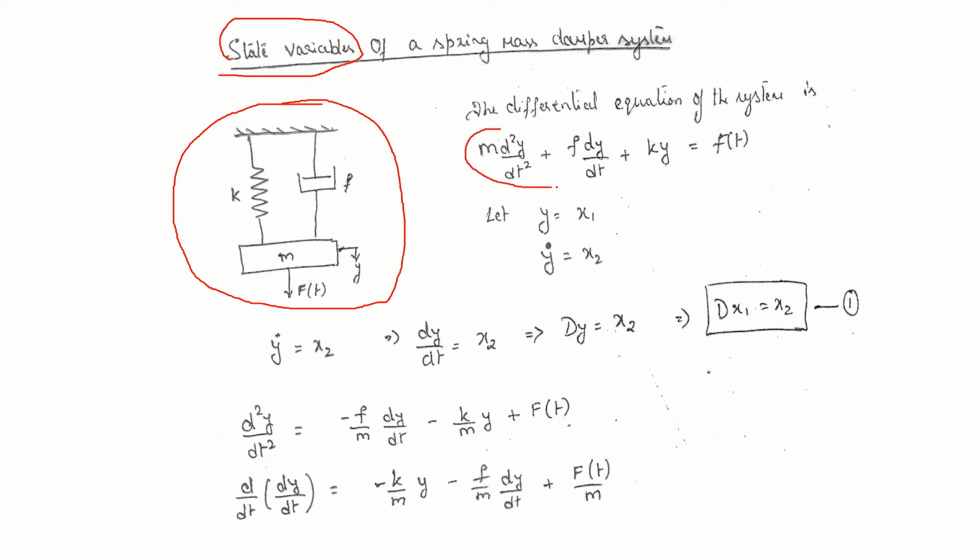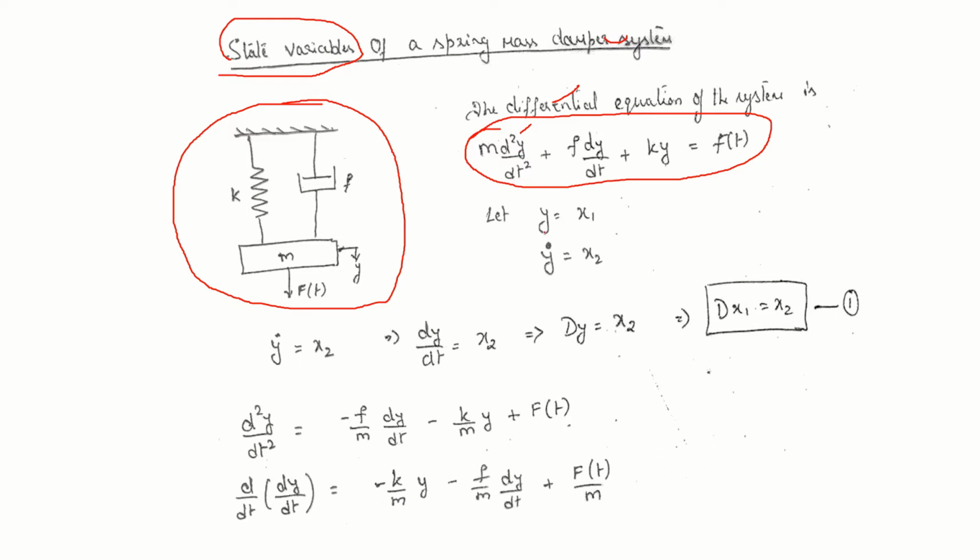So the differential equation is m d square y by dt square plus f dy by dt plus ky is equal to f of t. This is the differential equation. It's a second order differential equation, correct? Second order differential equation. As per the procedure, I have to reduce it into two first order differential equations.